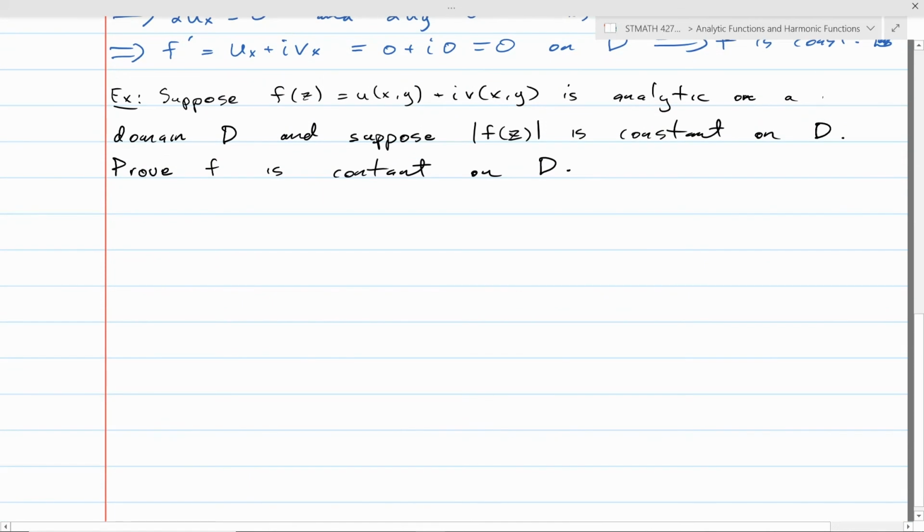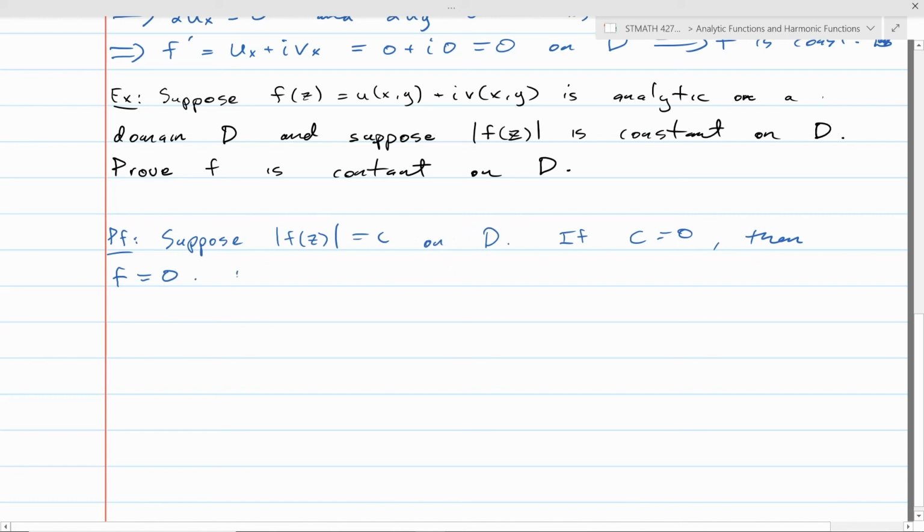Here's a similar type of example. Suppose you've got a function f broken up into its real and imaginary parts, and you're supposing that it's analytic on a domain, but suppose that the modulus of this function is constant on D. We're going to prove that the function itself must be constant. All right, so let's see, how would we prove that? If we suppose that modulus of f of z is just some constant c on D. If c is equal to 0, then that just tells us that f is equal to 0, and we're done.